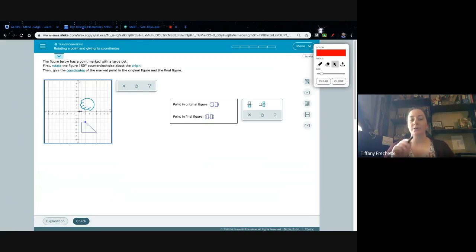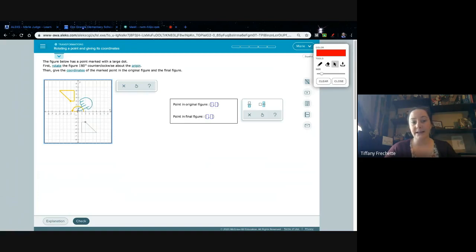So I want to go counterclockwise. So we're thinking about a clock. I want to go backwards on the clock. I don't want to go clockwise. It says counterclockwise, so go backwards. So here's 90. That's one turn. But I want to go 180, so I want to go a whole other one like that. And now I can click and I can leave it.